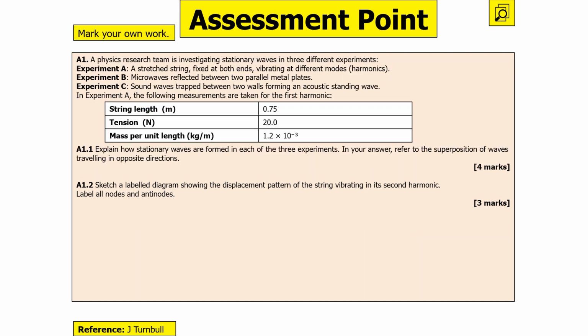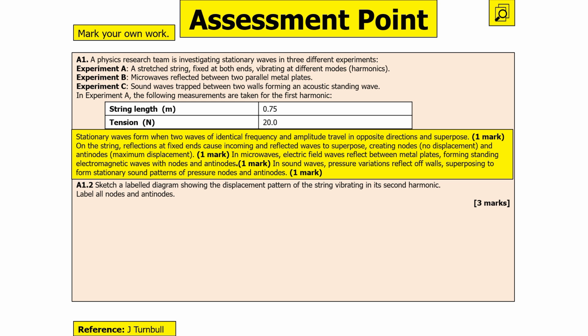Right, so in our first one, stationary waves form when two waves which are coherent, so identical frequency, amplitude, and constant phase difference, travel in opposite directions and superpose. So on the string, the reflections at the fixed end cause the incoming and reflected waves to superimpose, creating nodes and antinodes. In microwaves, the electric field waves reflect between the metal plates, forming standing electromagnetic waves with nodes and antinodes. In sound waves, the pressure variations of the sound wave reflect off the walls, superposing to form stationary sound patterns of pressure nodes and antinodes.